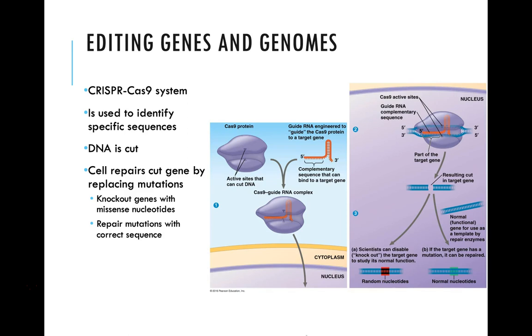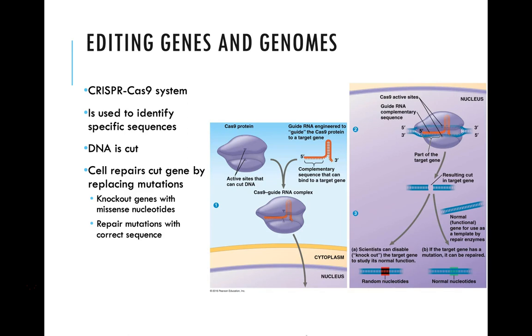Now, this can be used in one of two ways. This can be used to sort of allow the cell to repair the cut and insert random nucleotides, which is going to disrupt the sequence or knock out the function of your gene. By doing that, you can study what that gene actually does in a cell. The other way that this is used is to actually edit or correct mutations. So if there's a known mutation, you can actually use the CRISPR-Cas system to go in, recognize the mutated DNA, cut it out, and then repair it with the correct sequence.